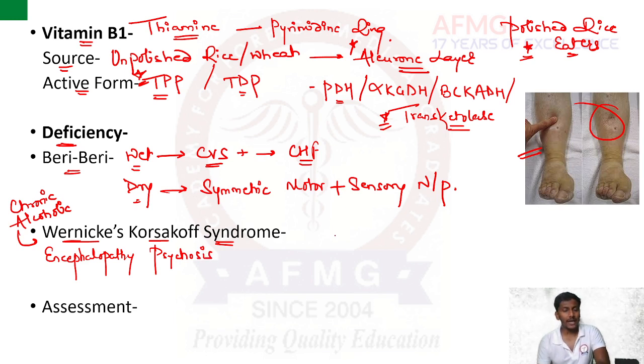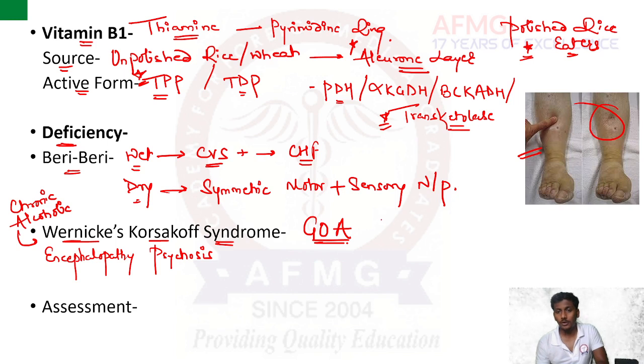In Wernicke's encephalopathy, usually there is a triad known as GOA, where G goes for global confusion, O goes for ophthalmoplegia, and A goes for ataxia. Truncal ataxia is usually seen. Along with that, a horizontal nystagmus can also be noted in these patients.